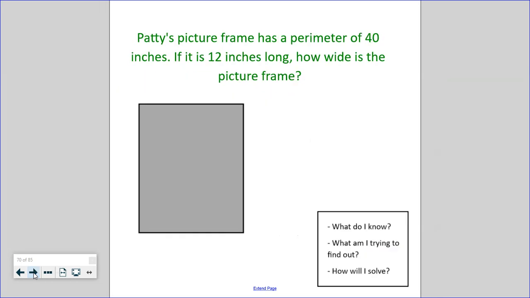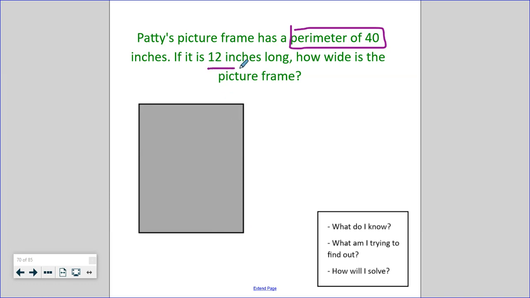All right, let's try another one. Patty's picture frame has a perimeter of 40 inches. If it is 12 inches long, how wide is the picture frame? Well, let's think about what we know. We know that the perimeter is 40 inches. That means we know the whole. The whole thing, all the sides added together, adds up to 40.